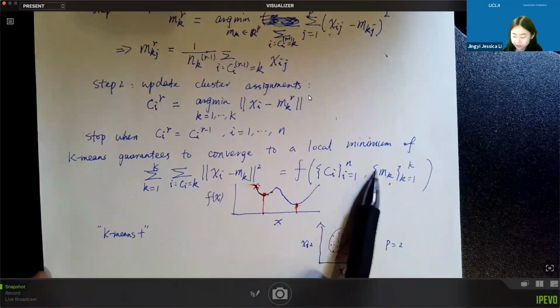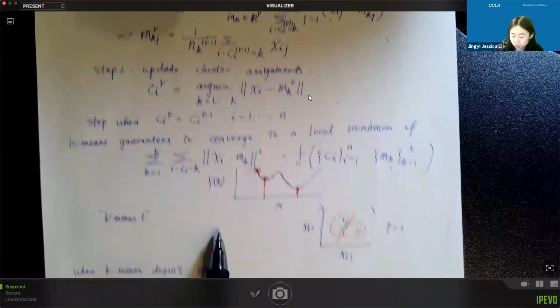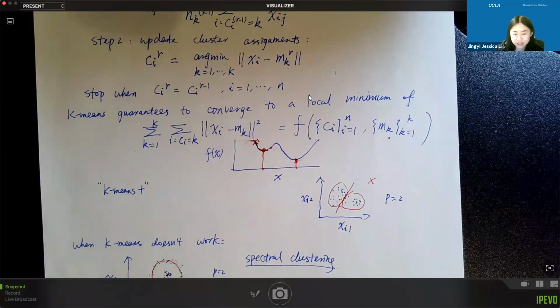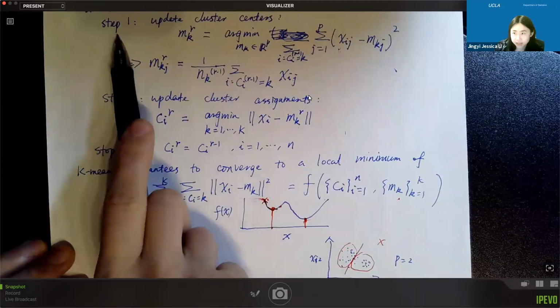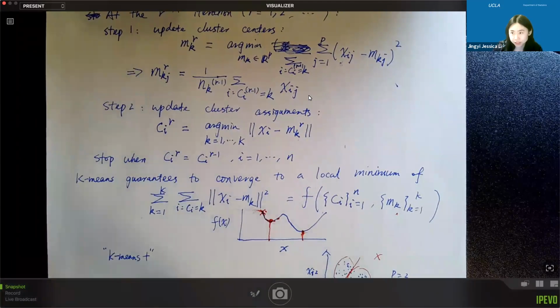However, there's no guarantee that this function has only one local minimum. In that case, we have to try multiple random initializations to make sure that at least some of our results converge to the global minimum, hopefully. That's K-means. And as I said, in the homework, I want you to show why each step in the iteration decreases the objective function: given the assignments fixed, why updating the centers decreases the objective function value, and then why, given the centers, updating the assignments decreases the objective function value.